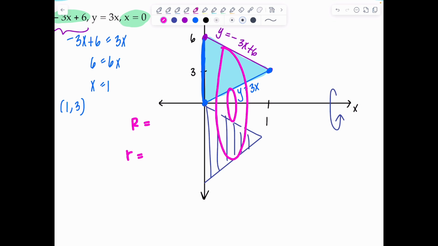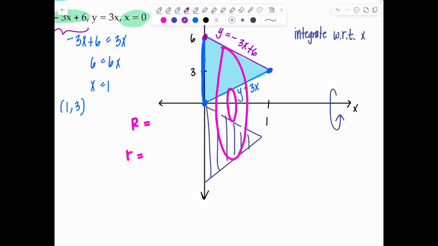First and foremost, are we integrating with respect to x or y? Well, I'm spinning around the x-axis. When we do the disk or washer method, we slice perpendicular to the axis of revolution and see how these slices move in the x direction. Slice, slice, slice, slice. I'm moving in the x direction, so we will be integrating with respect to x. Okay, which is good. We already have our equations as functions of x.